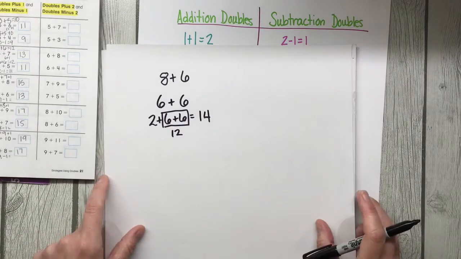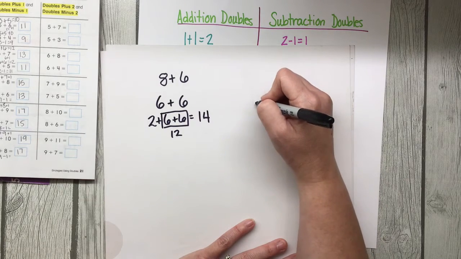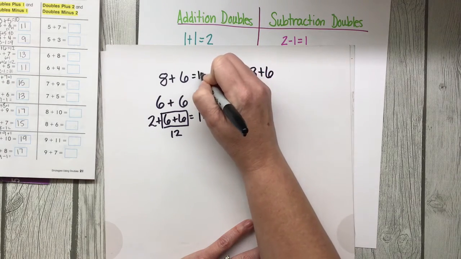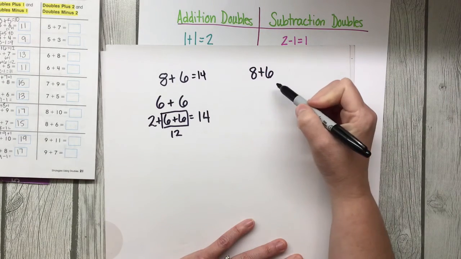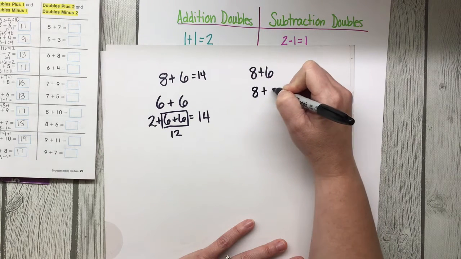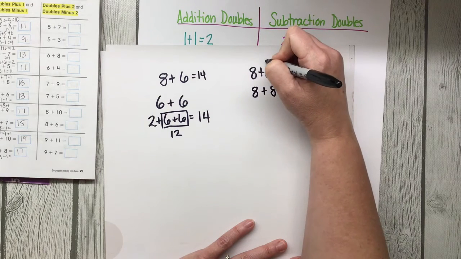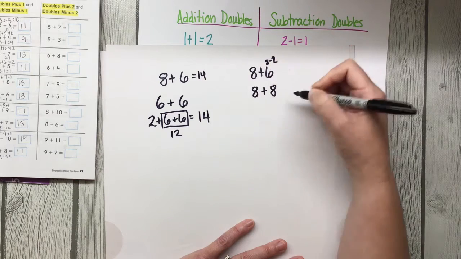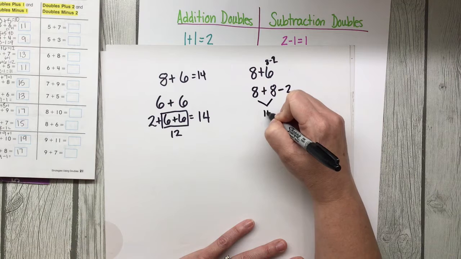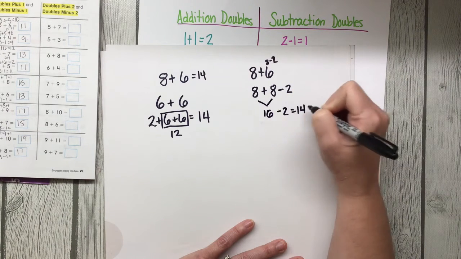We can also do doubles minus 2. So if I wanted to do 8 plus 6 again, sorry, I'll write that answer. But I wanted to do doubles minus 2, I would add the bigger number, 8 plus 8, and then I would need to subtract 2 because this one is 8 minus 2. So 8 plus 8 equals 16, minus 2 equals 14.